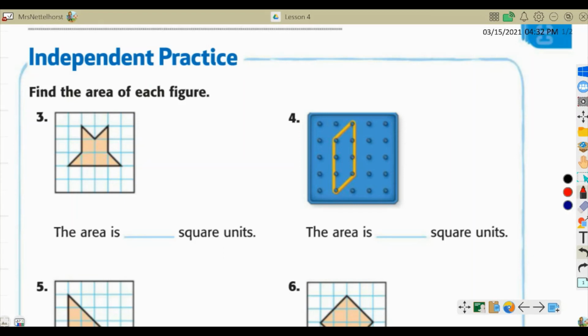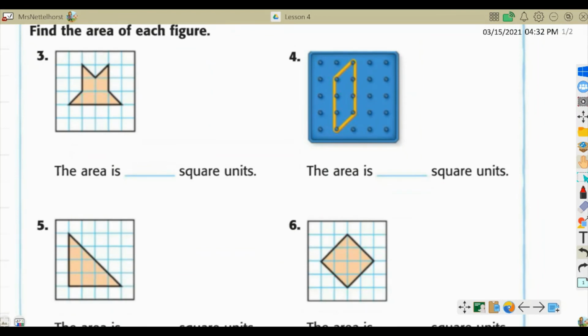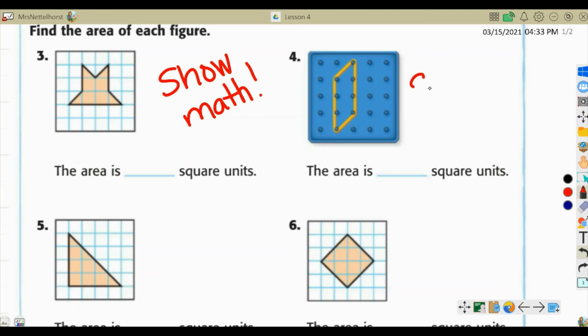Number 3 and number 4 and number 5 and number 6, you are going to count the whole squares, write the number in the white space, then count your half units, put that number in the white space and add them up. You need to show the math. Okay, I'm going to write that here. Show the math, and I'm going to write it right in the spot where I want you to show it. Don't write show math. You need to actually show me the math.